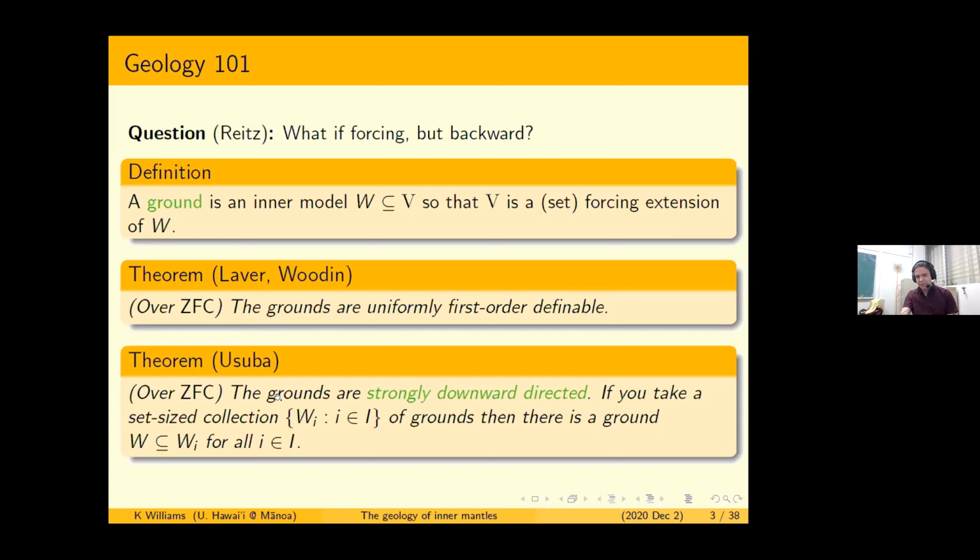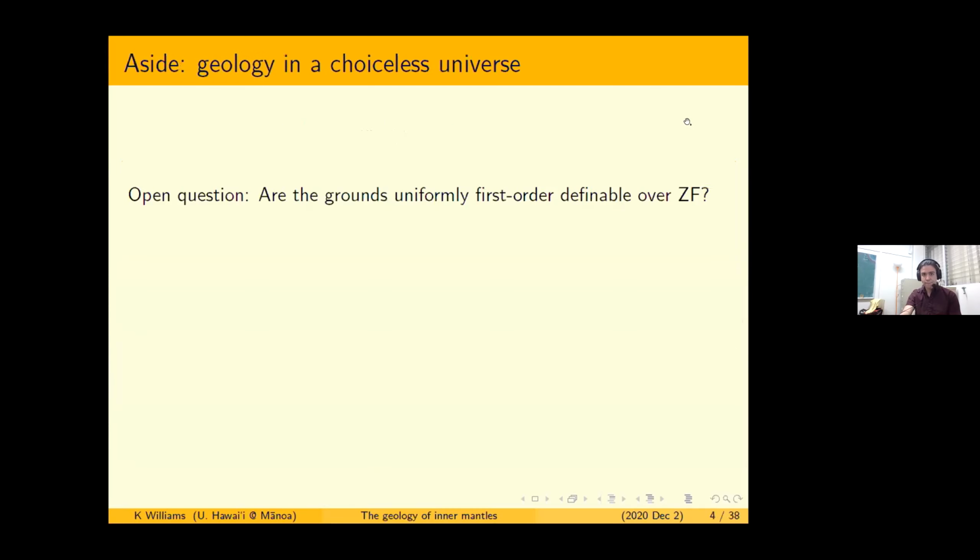And okay, you might say, why is this interesting? I'm not going to go into this in the talk, but basically a lot of the nice properties we get follow from Usuba's theorem. For example, Usuba's theorem will imply the mantle we'll look at later satisfies the axiom of choice, which was not known before his result.